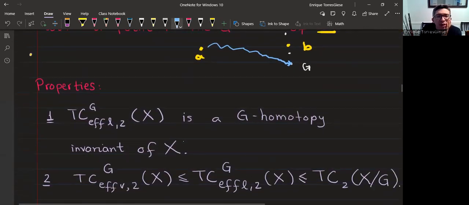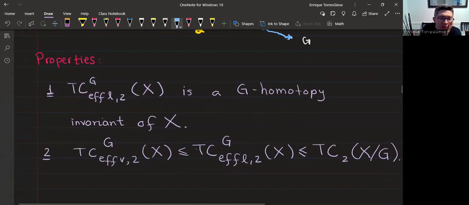Okay, so here are some properties. This effectual TC, that's the name, is also a G homotopy invariant of X. So that's another nice number that we would like to compute. And moreover, it's related to the effective TC and the TC of the quotient space. Notice over here, the quotient.